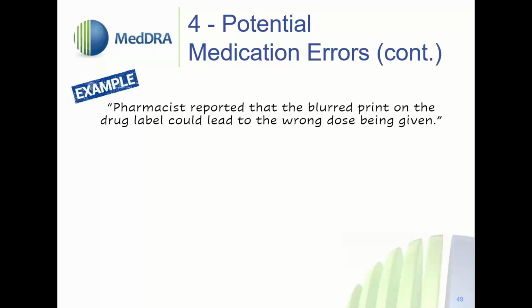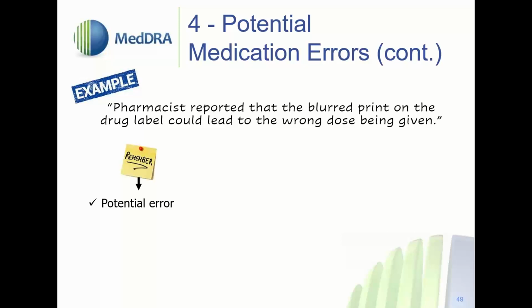So here again is an example for this principle. A pharmacist reported that the blurred print on the drug label could lead to the wrong dose being given. No medication error occurred yet, but the pharmacist saw a circumstance, the blurred print on the label, that could lead to errors in the future, right?